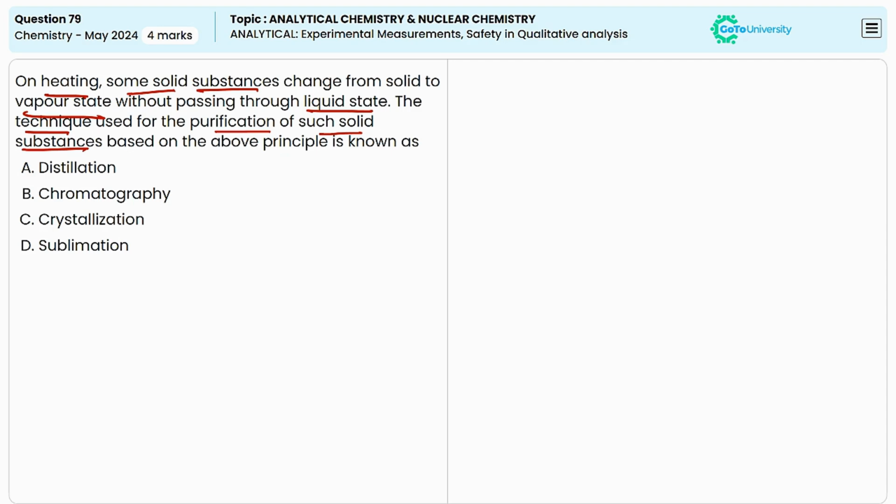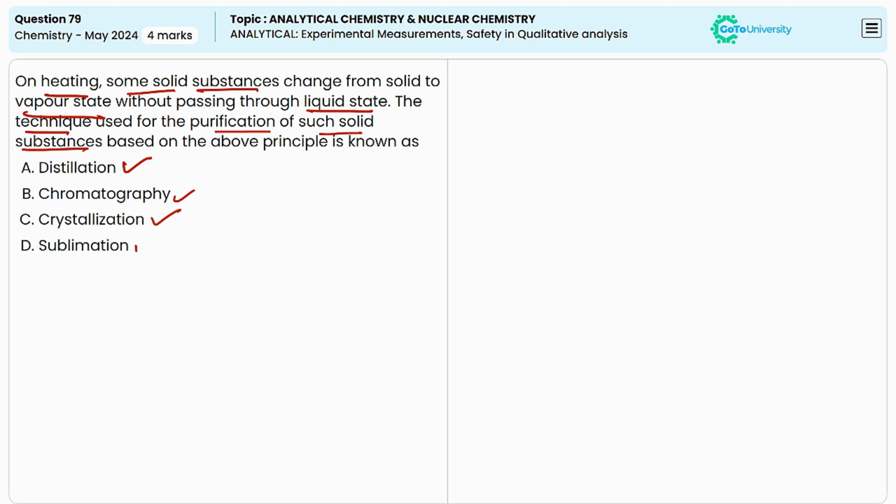The first one is distillation. Distillation separates the components based on the boiling points. And the second one is chromatography. Chromatography separates the substances based on their interactions with the stationary and mobile phases. Third one is crystallization. In crystallization, it is purifying the compounds by forming solid crystals from a solution.